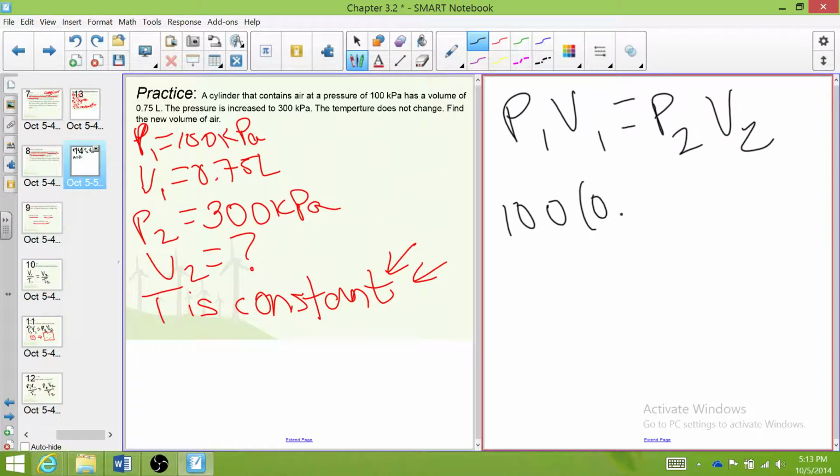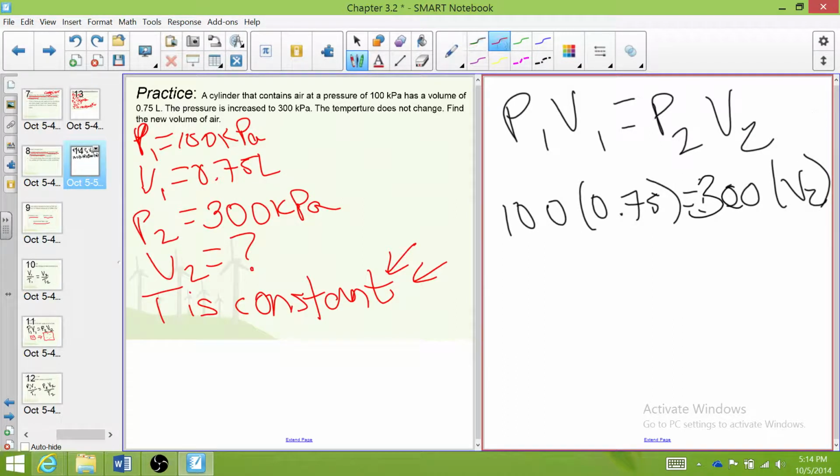V1 is 0.75, P2 is 300, and V2 is what we're solving for. Now, I put a question mark over here for V2, but I'm not going to put that question mark in over here. And the reason I'm not going to do that is because if I were to just put a question mark in this place, I would have no idea what I was solving for. And when I was done with the problem, I wouldn't know what units to put, I wouldn't know what that number represented, so I'm going to leave it as V2 so that I know, looking at this equation, okay, I know all these things and I'm trying to solve for the second volume, the volume after the change.